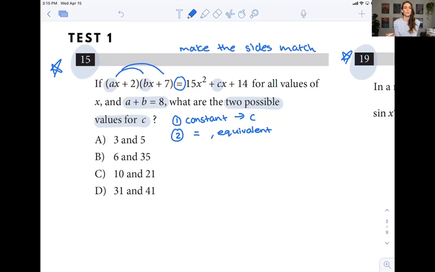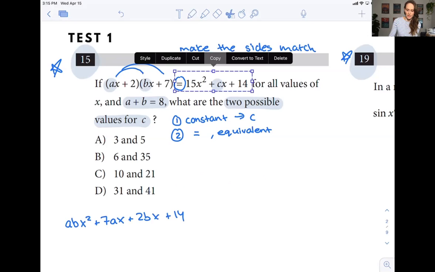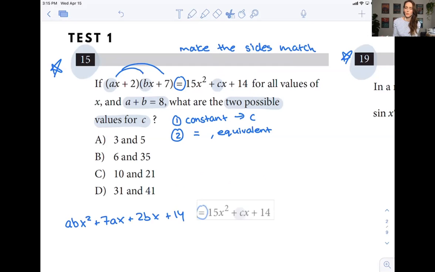I don't know about you, but for me, factoring something that has a C in it or a constant just doesn't sound like a lot of fun. So instead, I'm just going to expand the left-hand side of the equation. And it's going to give me something like abx squared plus 7ax plus 2bx plus 14. And I now know that this is my left-hand side of the equation, right? And it is equal to this right-hand side of the equation.